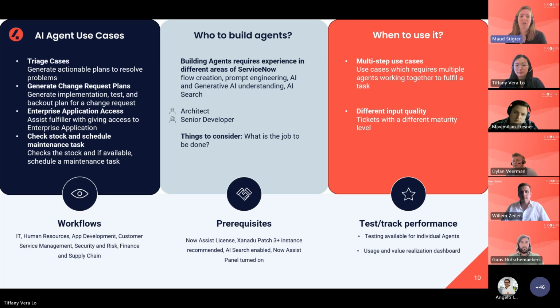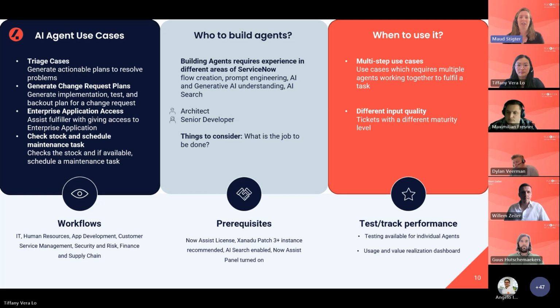Another example is check stock and schedule maintenance tasks. So we are also building an agent to check if there is stock available, and if there's stock available, already schedule a maintenance task. So there are a lot of different agents available tailored to specific types of workflows. The out-of-the-box agents are now available for IT, human resources, app development, customer service management, security and risk, and finance and supply chain. But of course, you can build AI agents for every process flow available in ServiceNow.